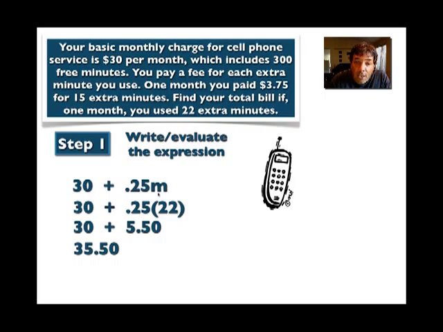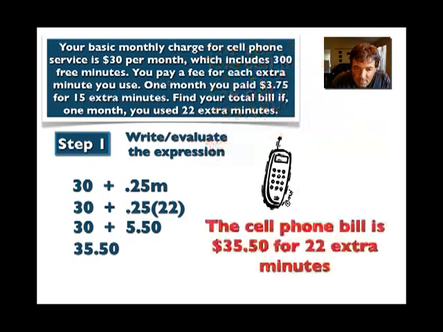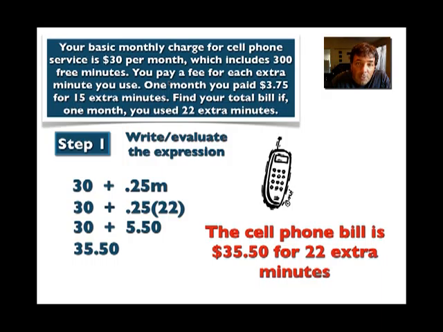Now, one of the things I want you to get used to in this class is when you're given a word problem, such as this, you're going to answer with words. Don't just write down 35.50. The answer to this problem is this: the cell phone bill will be $35.50 for 22 extra minutes. Meaning, if you go a month and you get 22 extra minutes added on, your total bill is going to be $35.50. So our objective was to take words like these, turn them into expressions like these, and to evaluate them like this. So we met our objective. Plus we learned a little bit more about rates and unit rates.